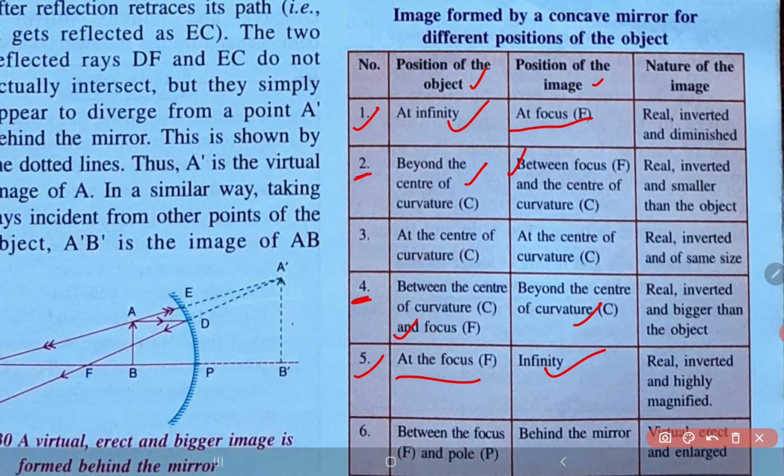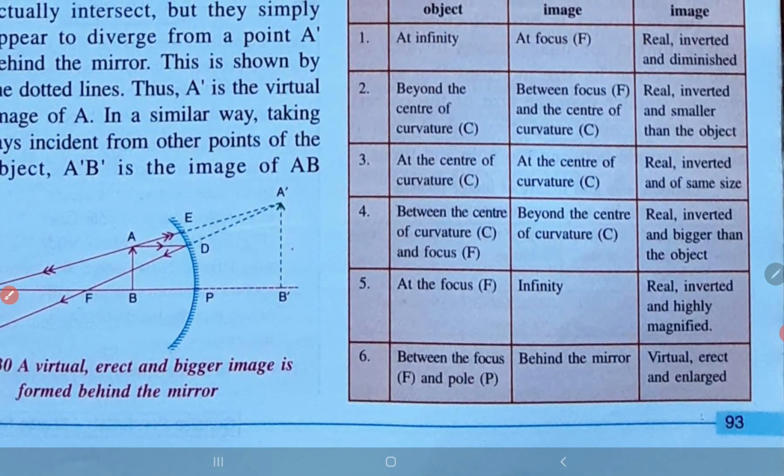So number 5 is opposite of 1, number 4 is opposite of 2, and number 3 is special also because it is of same size and both the positions are same. That is, the position of the object is at center of curvature and the position of image is also at the center of curvature. And the sixth one, of course, it is virtual, so I think you can remember this.